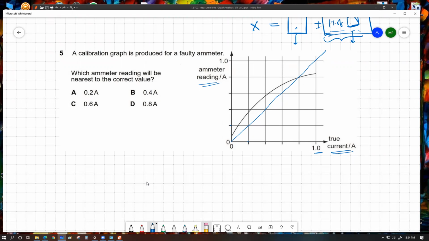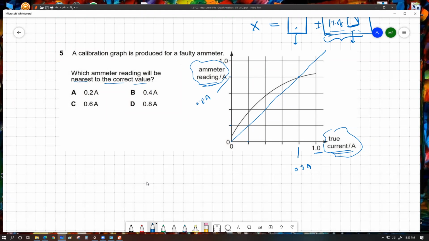But currently our emitter is not giving us a reading that behaves like this blue line, rather it is giving us this curve that shows up over here. The point is, which emitter reading will be nearest to the correct value? Nearest to the correct value means exactly at which true current value your emitter reading is acceptable, or actually correct. So that is basically this point. You can see that over here we have the crossing of the blue line and the black curve, which means when the true current is, let's say, 0.8 ampere, your faulty emitter reading should still give you 0.8 ampere because we have an intercept over here.